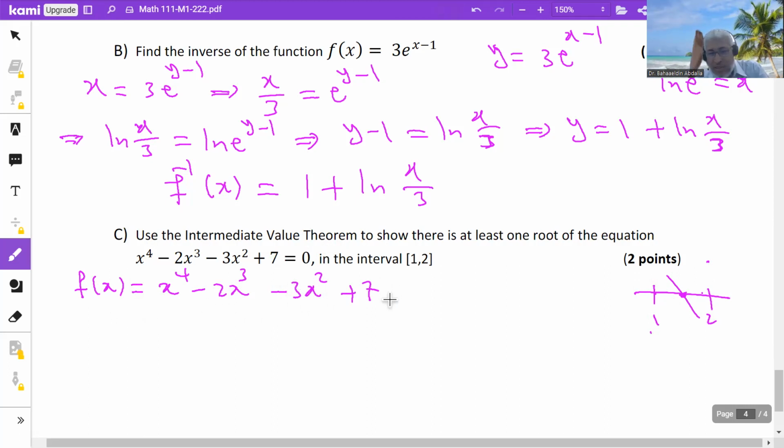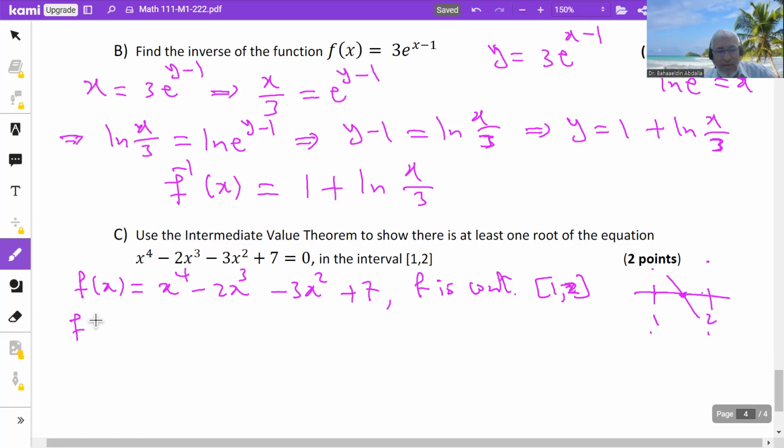This is a function. This is a polynomial. F is continuous on all real numbers, especially on 1 and 2, it is continuous. Because in the intermediate value theorem, the function has to be continuous. If the function is not continuous, then this could be positive, this could be negative, but there is no root in the middle. So the function has to be continuous.